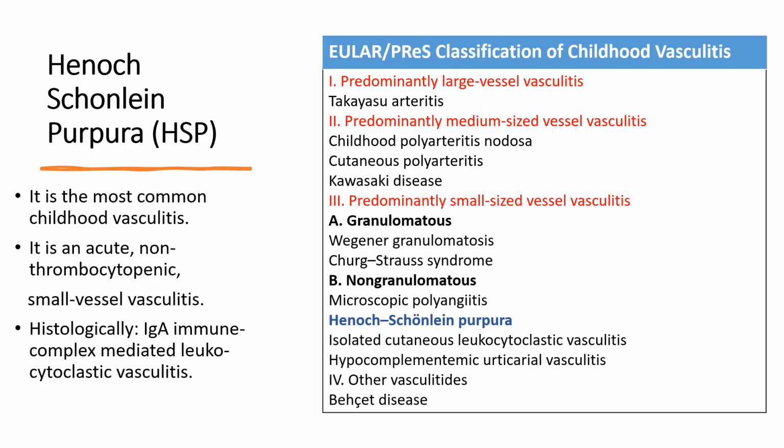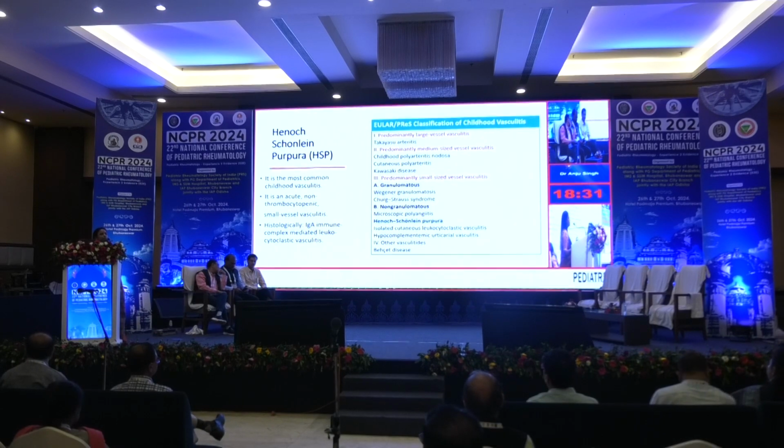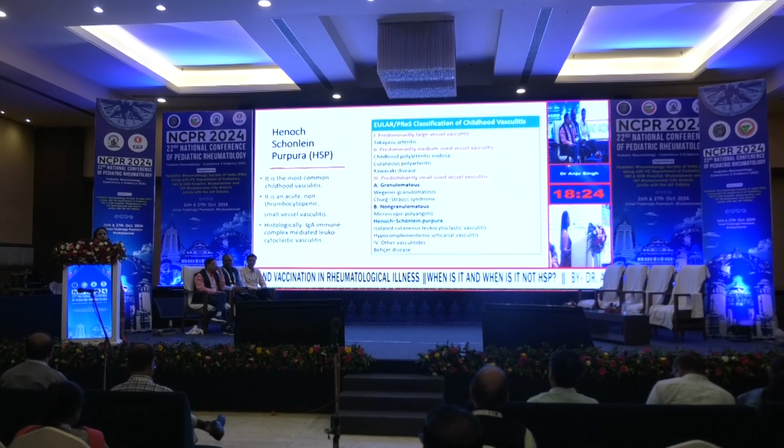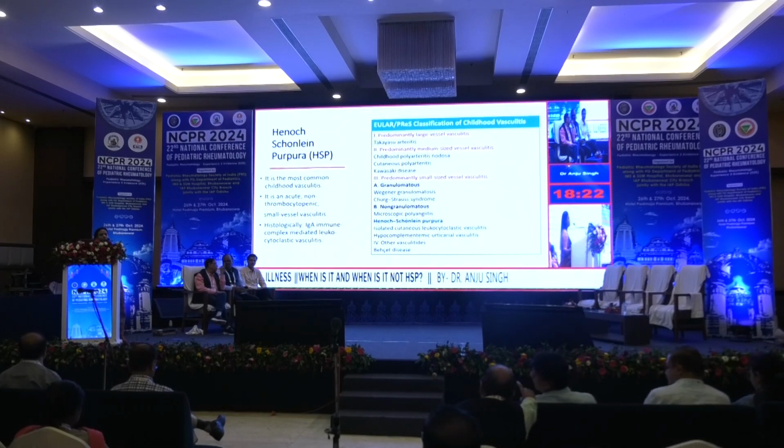It is the most common childhood vasculitis, followed by Kawasaki disease. Among all the childhood vasculitis, it is Kawasaki disease and HSP which have an acute presentation. The rest of the vasculitis usually have a chronic indolent clinical course. And it is important to add the term non-thrombocytopenic small vessel vasculitis because we have very close differentials of various hematological conditions, and that's why it is an acute non-thrombocytopenic small vessel vasculitis.